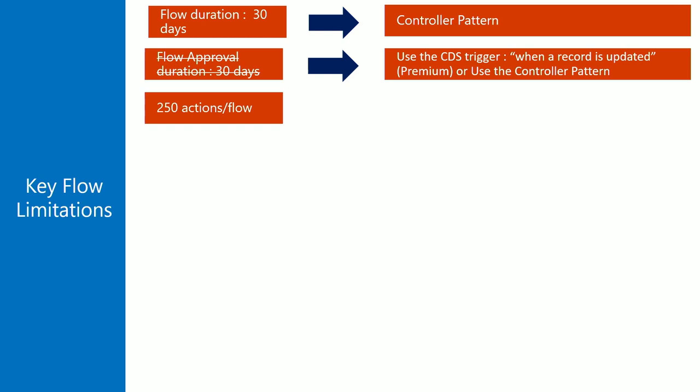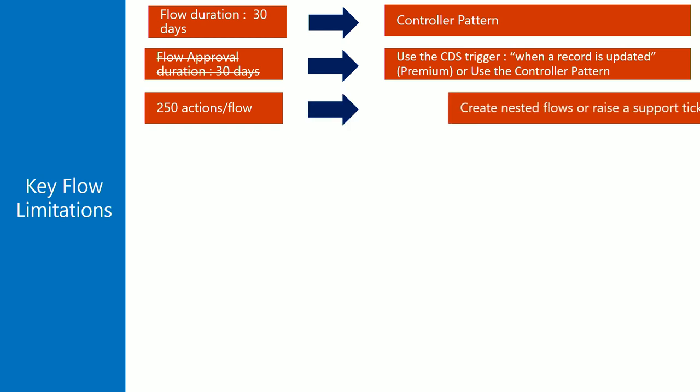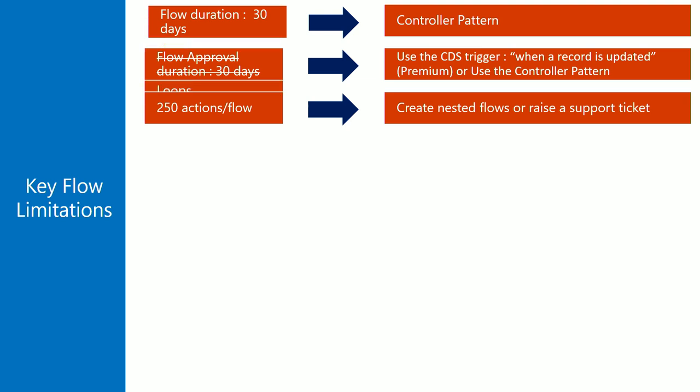250 actions per flow. If you want more, you can raise a ticket, or you can create a nested flow, a flow calling another flow. You will see an example.